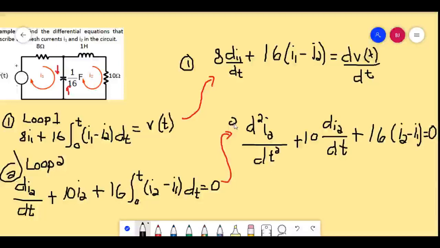Just to summarize, the second step involves removing the integrals by differentiation. So, by finding the derivatives of each term and then making sure that integrals are removed, you would be able to show the mesh loops as a proper equation.